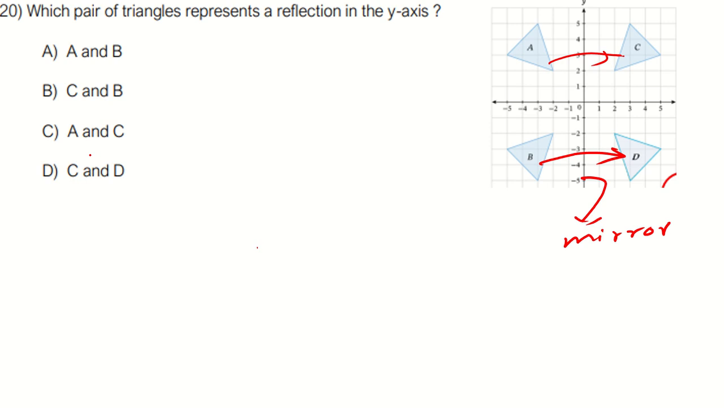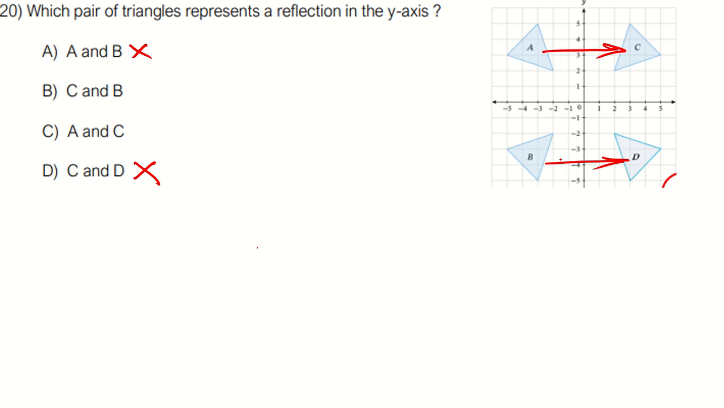Okay, so let's try to remove the options. They are saying C and D. This is not possible. Why? Because C and D are on the same side of the y-axis, so they cannot be the reflection of each other. A and B, not possible. Why? Because A and B are on the same side of the y-axis, so they cannot be reflections of each other. So let's talk about A and C, and B and D, because if it has to be, then C can be the reflection of A, or D can be the reflection of B. Now this is very easy for you to judge.